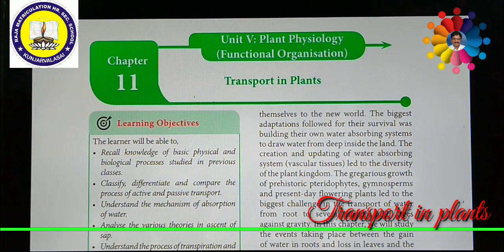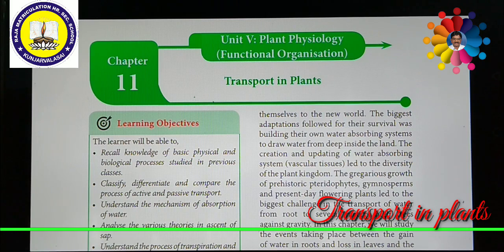Dear students, now we are going to start a new chapter, Transport in Plants, in the unit of Plant Physiology. This is the toughest chapter in 11th Bio-Botany. You should understand it very clearly if you listen very carefully. In order to understand this chapter, you should observe very, very keenly. Then only will you be able to understand this chapter.